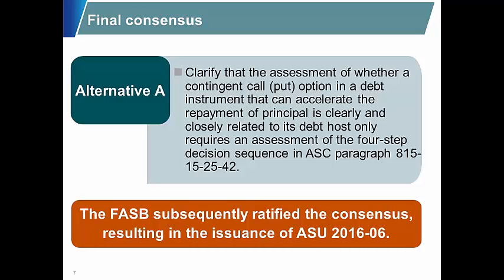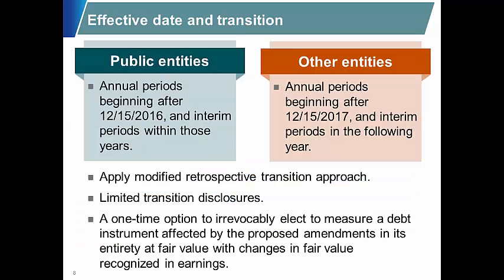Todd, please explain effective date and transition. So entities would apply a modified retrospective transition approach. Early adoption as of the beginning of an annual period is allowed for annual and interim periods for which the entity's financial statements have not been issued. The ASU is effective for public business entities and certain not-for-profit entities beginning after December 15, 2016, and interim periods in that year. For all other entities, it is effective for fiscal years beginning after December 15, 2017, and interim periods in the following year.